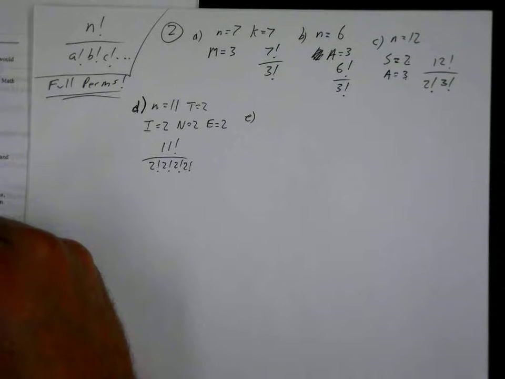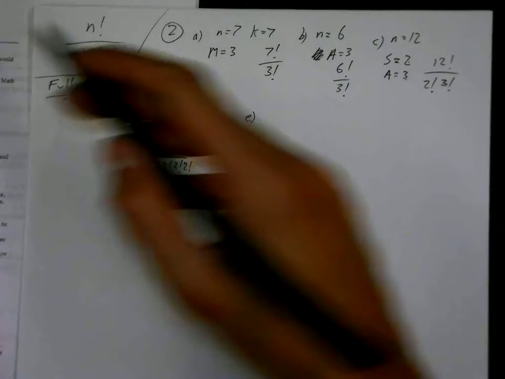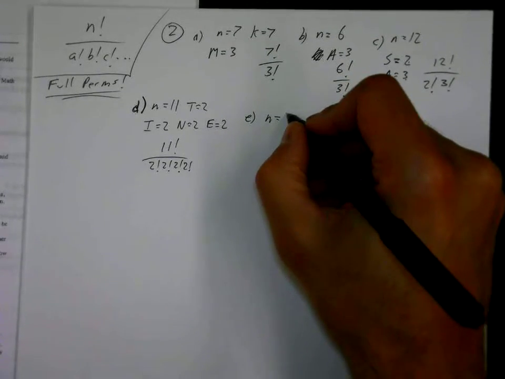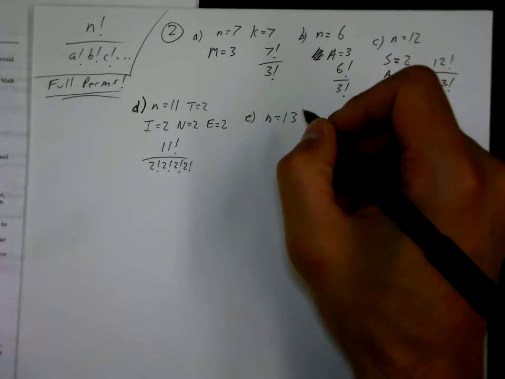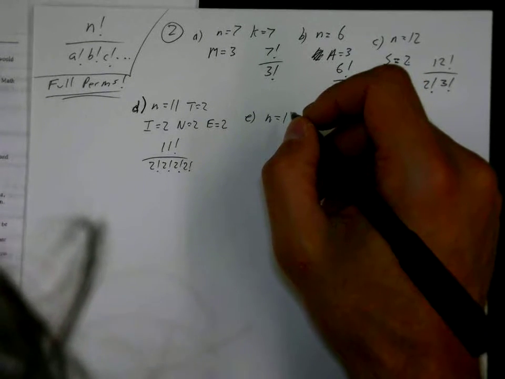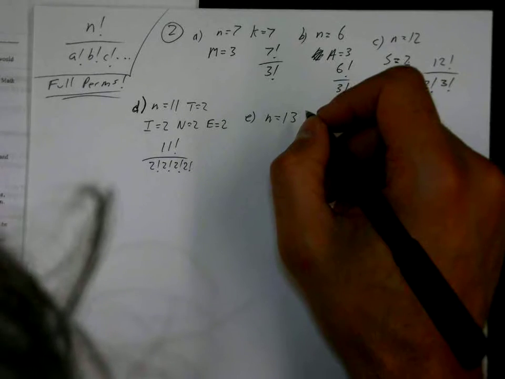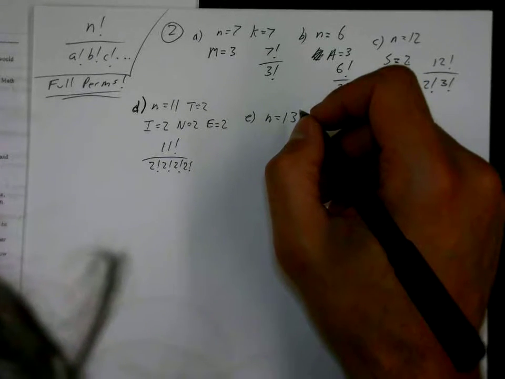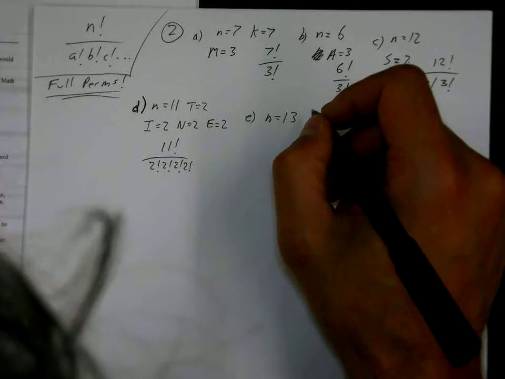1, 2, 3, 4, 5, 6, 7, 8, 9, 10, 11, 12, 13 this time. So n's equal to 13 on the word uninteresting. Oh my gosh. And what did that give us? So there's still just one u, and there's one extra n, so it's all the same as the last one.